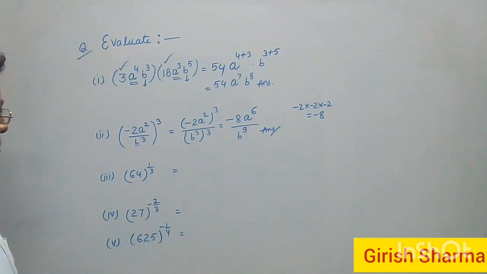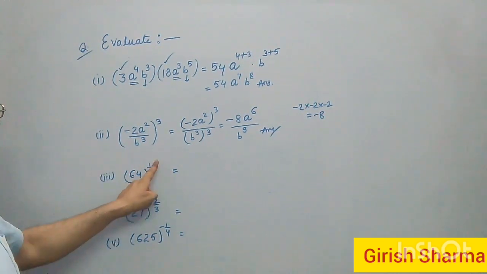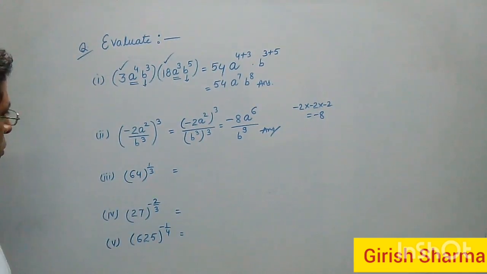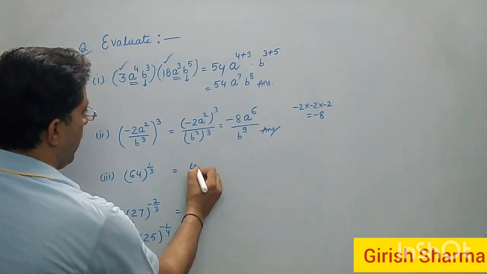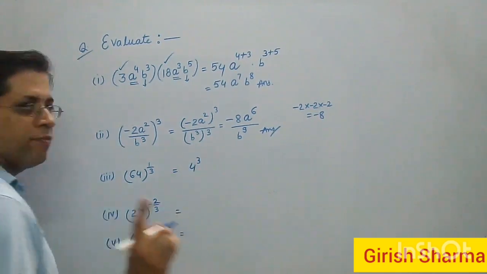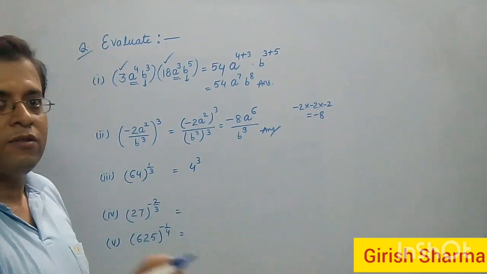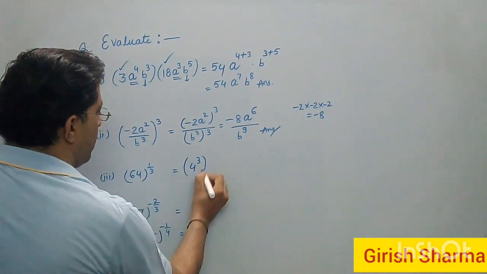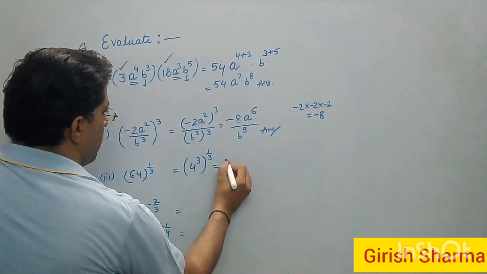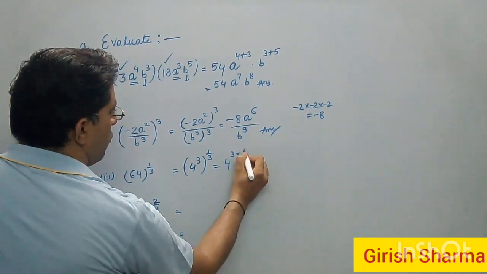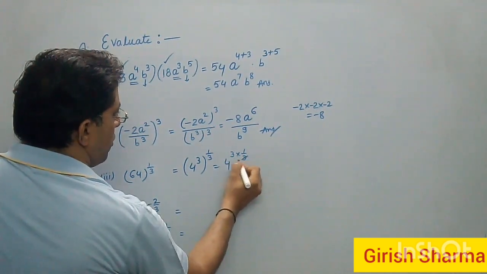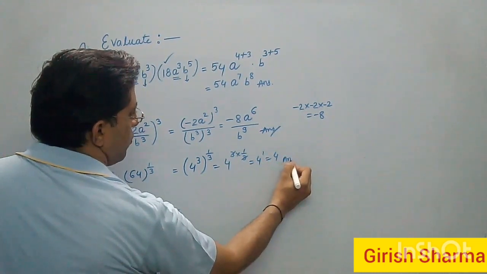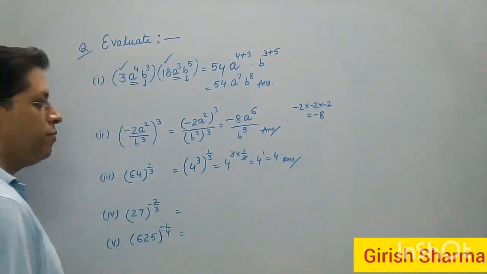Here, 64 power 1 upon 3. So 64 you can write as 4 power 3. 4 fours are 16, 16 fours are 64. Write it like this. So what will be 3 into 1 upon 3? The 3s cancel, this is 4 power 1. We can say 4. This is your answer.